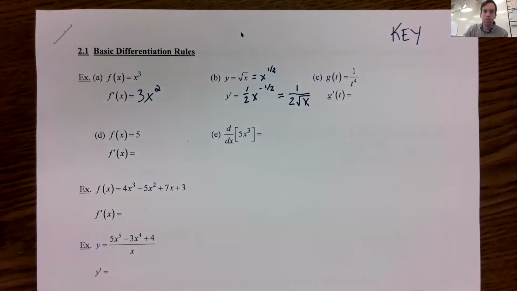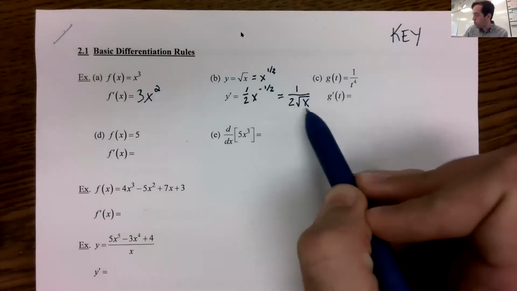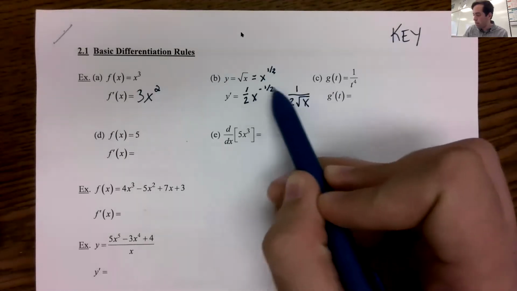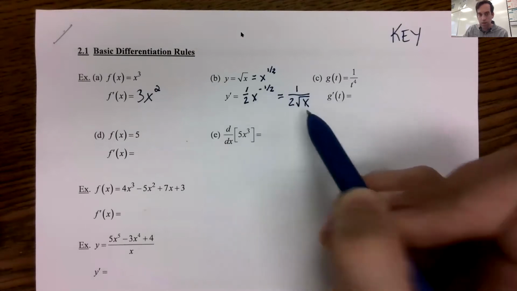Here we go. So it's 1/2 root x is another way of writing that because the x can move down with the 2 and the negative 1/2 power becomes a root x like that.